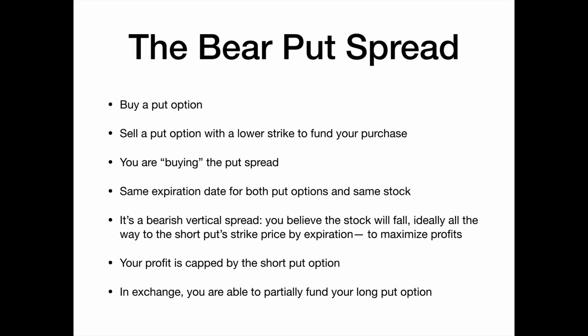In this case, you will maximize your profits if the stock falls all the way down to that short put strike price where you sold the put. That is the strike price where you're giving up potential profits if the stock moves below that. Your profit is going to be capped by that short put option. But in exchange for giving away some of those profits, you get to partially fund your long put option, so it's a little cheaper than just buying an outright put option.